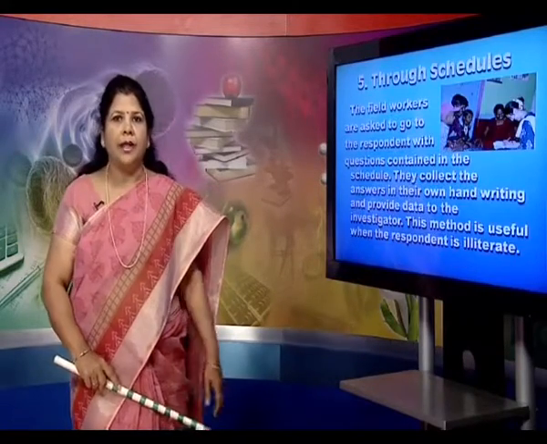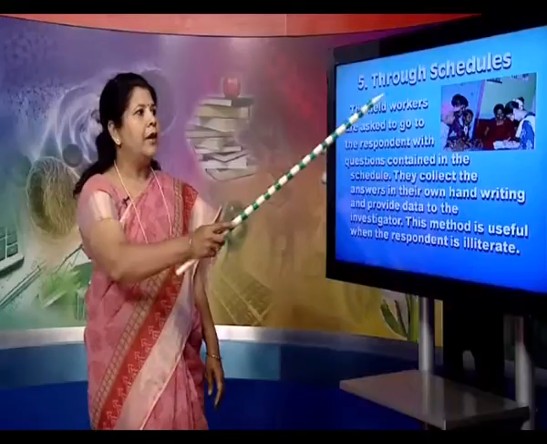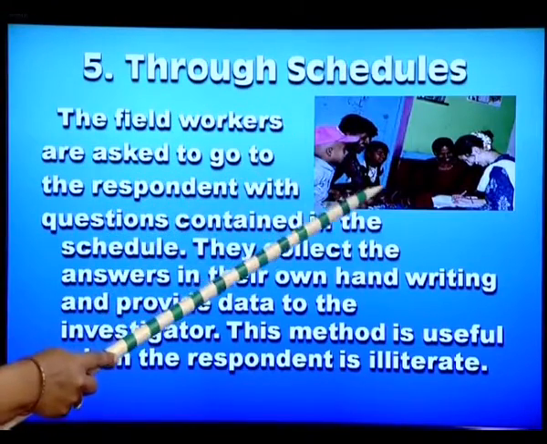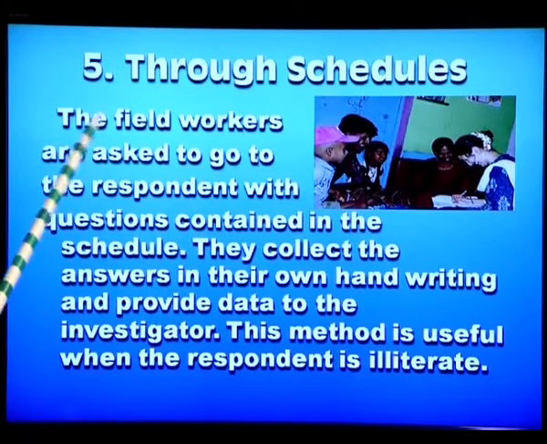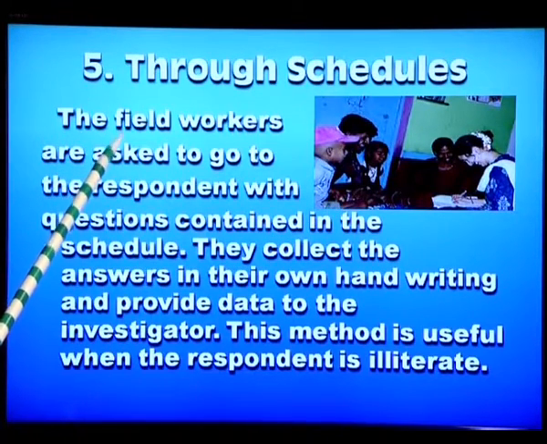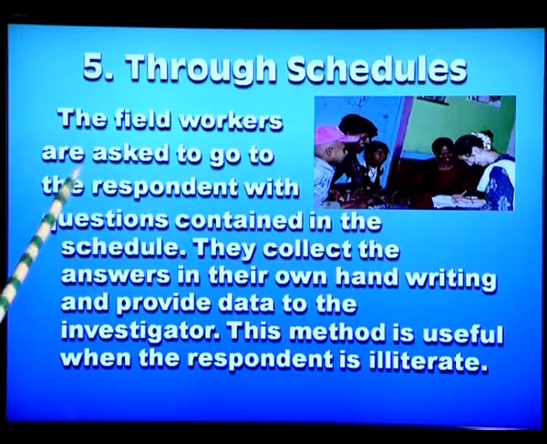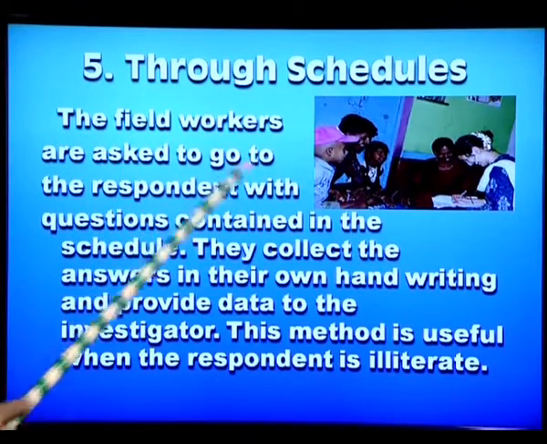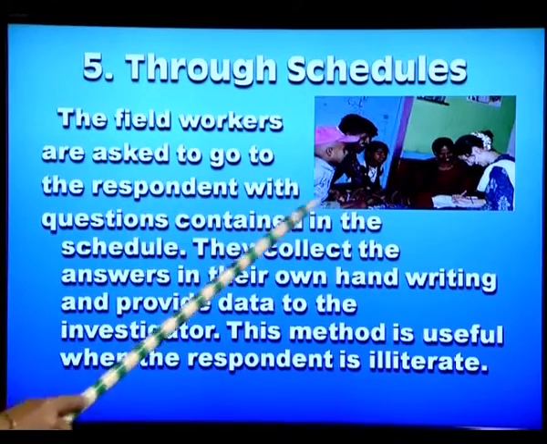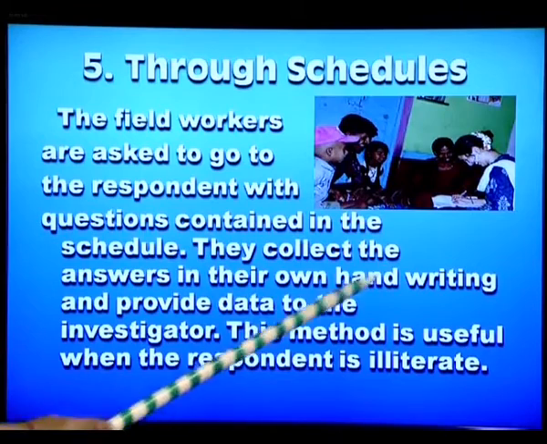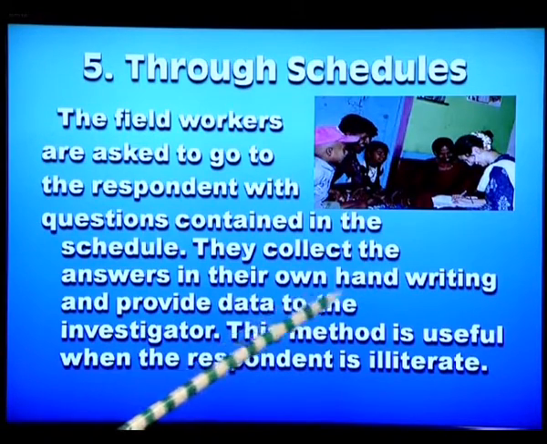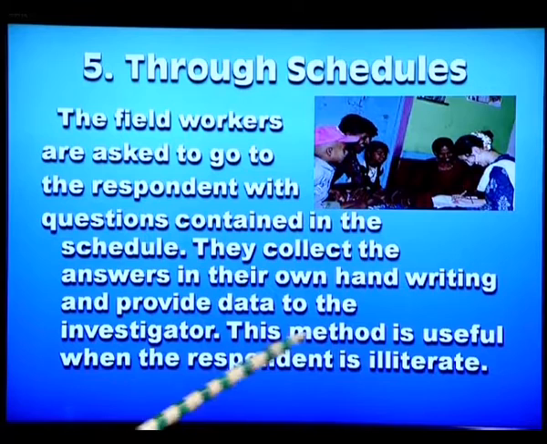So, this gives rise to the fifth method, which is through schedules. As we can see, people go and collect information. Such people are known as field workers. The field workers are asked to go to the respondent with questions contained in the schedule. They collect the answers in their own handwriting and provide data to the investigator. This method is useful when the respondent is illiterate.